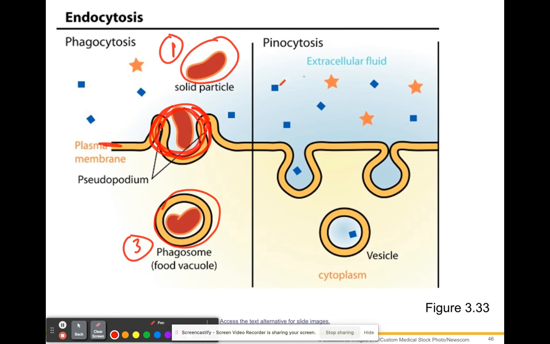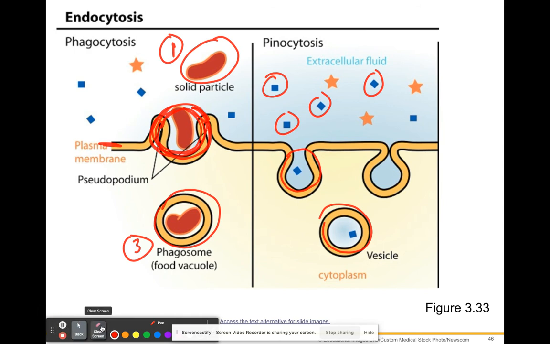Okay, so over here, same thing, but instead of it being a solid, it's liquid. We wanted to get one of these solutes in the solution inside. We surround it, we engulf it, we close it off, it becomes a vesicle inside the cell.